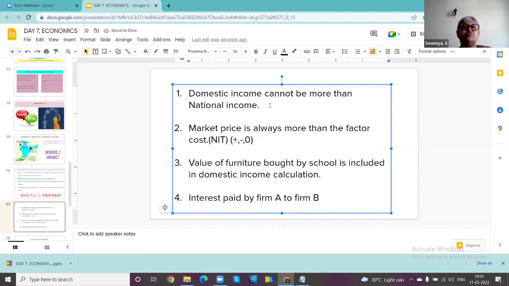Same way, this one also. Domestic income cannot be more than national income. Is it true? Because we are adding NFIA to arrive at national income. So domestic income means NDPFC. National income means NNPFC. Rosalina ma'am, what do you say?